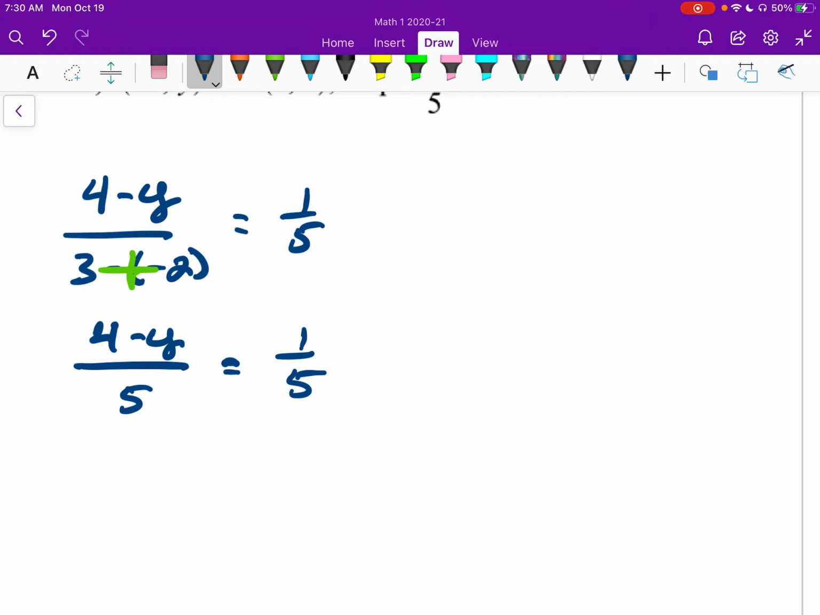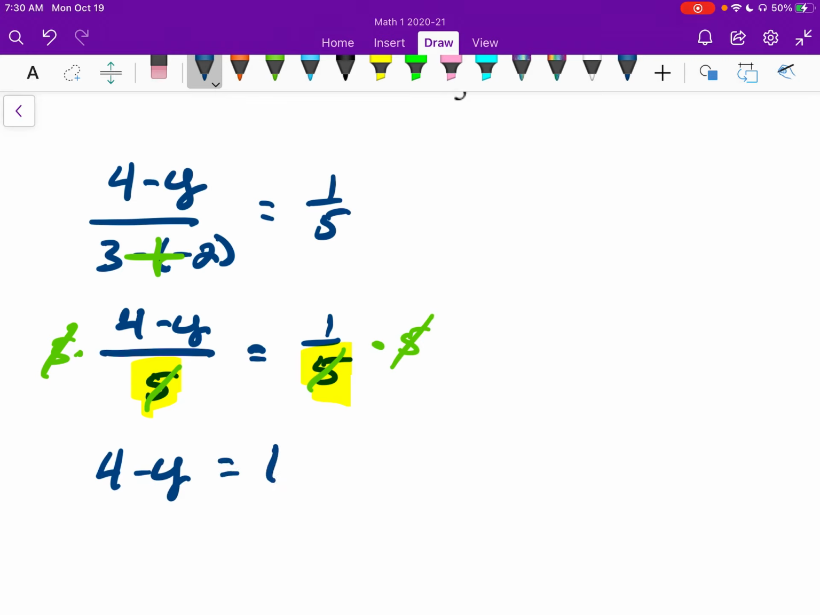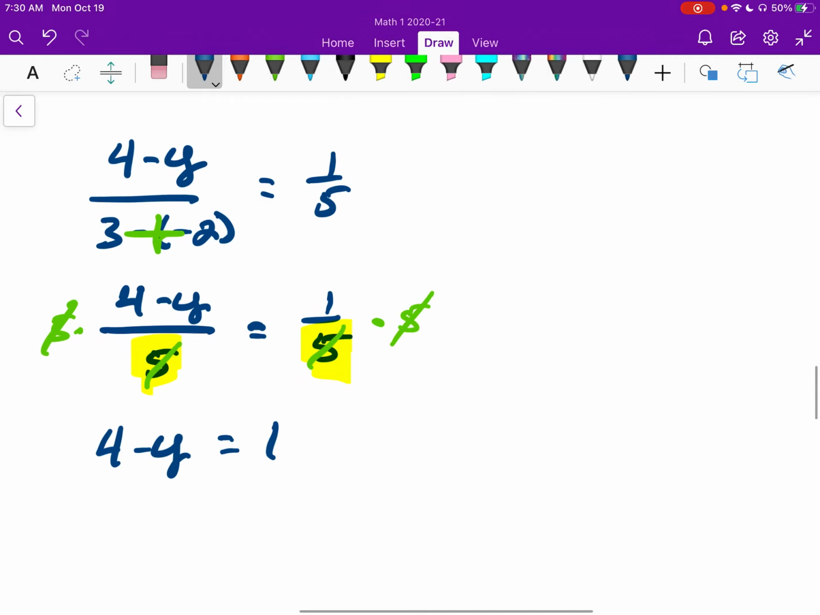Now here's actually a little trick that we can do. This is really just multiplying by 5, but it's a trick. If you notice that your denominator is the exact same thing, you can just get rid of them. And what we're really doing here is multiplying by 5 on both sides, and they cancel. And we're left with 4 minus y equals 1. All right. That trick also works if the numerators are the same, and we'll see if we have a problem like that.